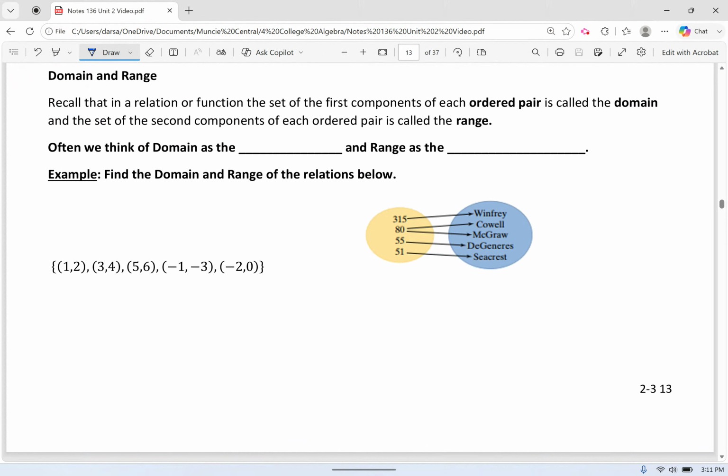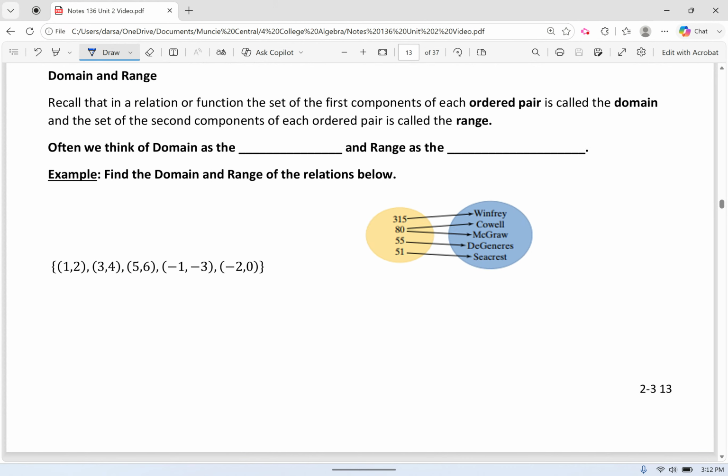So when we have a relationship between X and Y, usually we use the letters X and Y, we think of the numbers that we plug in as the X's and we call those the domain. And whenever we plug in that X and the answer that comes out, that is usually our Y value. So those answers that come out, if we collect all of them together, we call that the range.